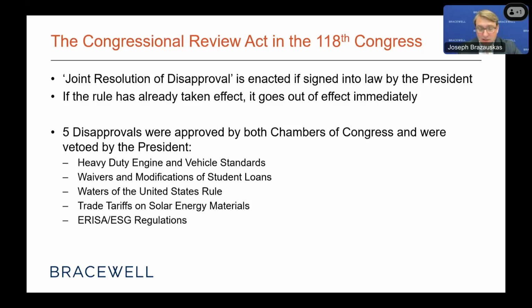And in fact, besides the 5 disapprovals that were approved by both chambers of Congress, there have been a number of other disapprovals that have only passed the House. And there are actually some really interesting trackers on the internet, and folks who are taking a hard look at these things. And I'm happy to send those links around if folks are interested in just seeing which of the rules have had disapproval motions in the House.